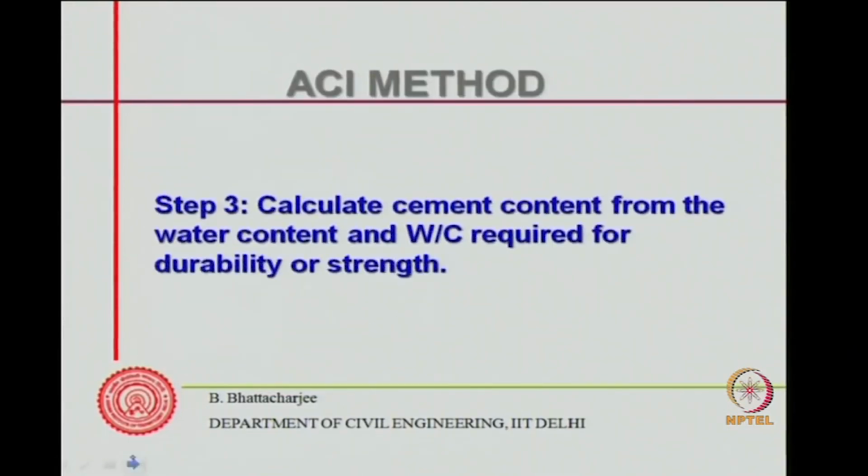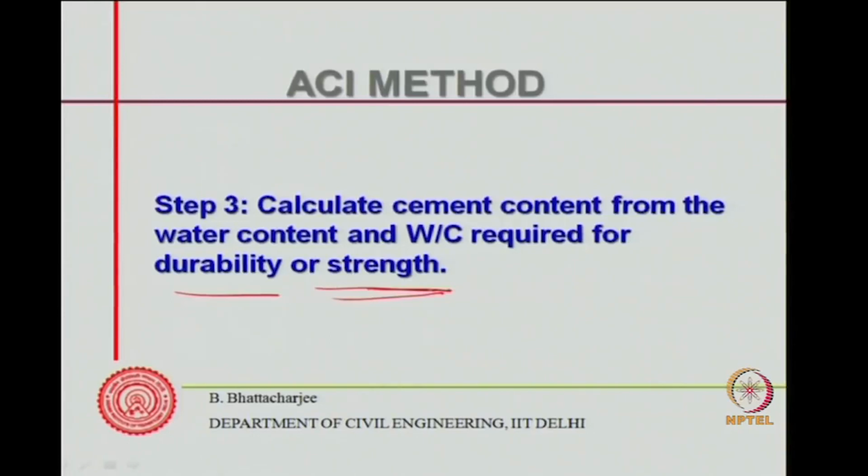So, the next would be to calculate cement content from the water content and water cement ratio required for durability or strength. Well, durability again controls the water cement ratio. You have a maximum limit of water cement ratio. So, durability controls the water cement ratio. So, you have maximum water cement ratio, and from the strength consideration you have found out the water cement ratio.